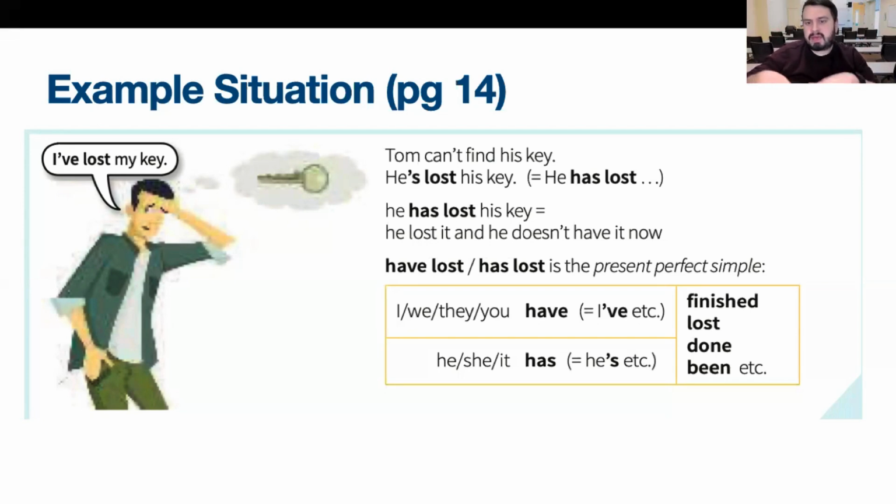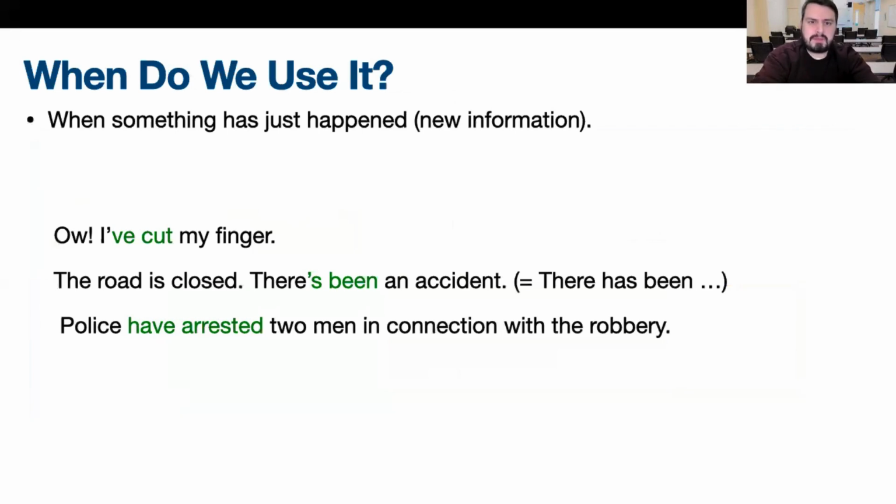So have lost or has lost, like it says, is the present perfect simple. I, we, they, you have. Or you can simply break that down to I've. Cut off the HA and put an apostrophe. Or he, she, it. And then obviously the verb needs to end with an S. Have, we don't say haves. We take out the A of the VE and just replace it with S. And then we can put he or she with apostrophe S. Simple, right?